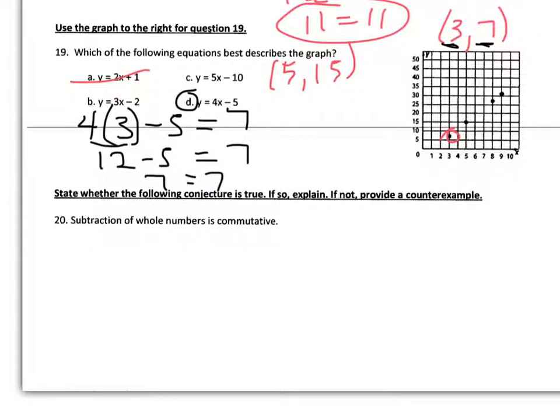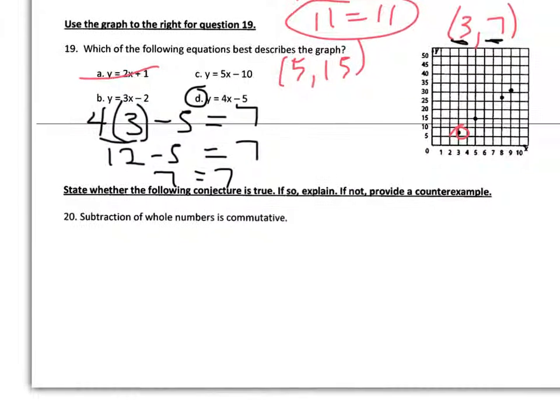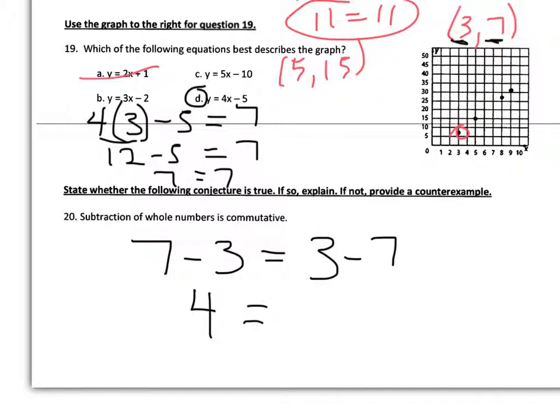Okay, final problem, number 20. This states that subtraction of whole numbers is commutative. What that means is that 7 minus 3, if it were commutative, that means I could move the numbers around and say 3 minus 7. Now, for that to work, both sides would have to equal each other. 7 minus 3 is 4, whereas 3 minus 7 is actually a negative 4. So, subtraction of whole numbers is not commutative, and this right here proves that.